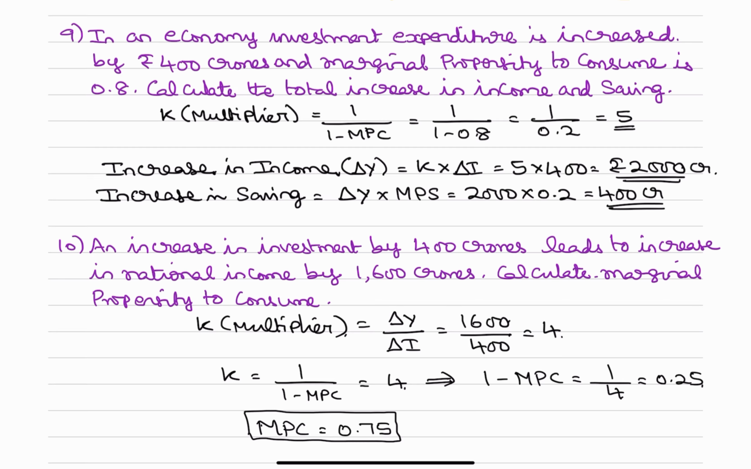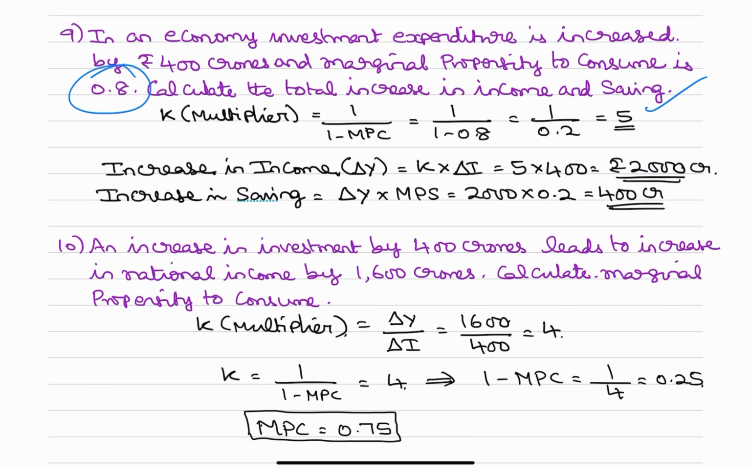Here, to calculate the increase in income and savings, we have to calculate the multiplier value, that is K, which is equal to 1 divided by 1 minus marginal propensity to consume. Here the marginal propensity to consume is 0.8. So multiplier is equal to 1 divided by 1 minus 0.8, that is the multiplier value is 5.